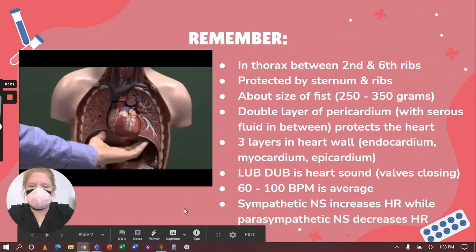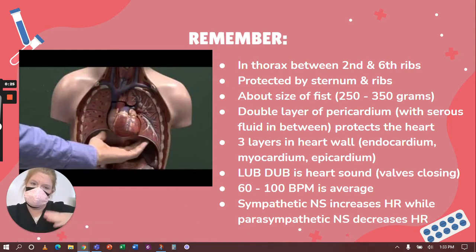All right, so remember we talked about the heart already. We talked about it's in your thorax, which is your chest. It's between the second and the sixth rib. It's protected by the sternum, your heart protector right here, but also your ribs. It's about the size of your fist, and it weighs less than a pound, so 250 to 350 grams. It has a double layer of pericardium with some serous fluid that protects the heart. There are 3 layers in the heart wall: the endocardium, the myocardium, and the epicardium.